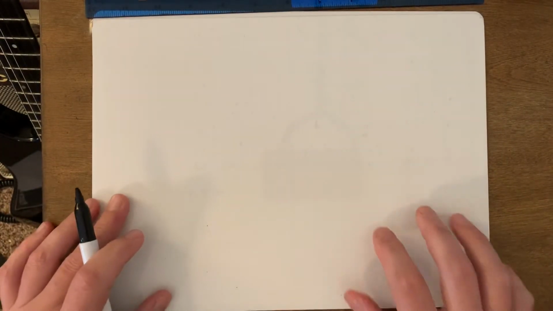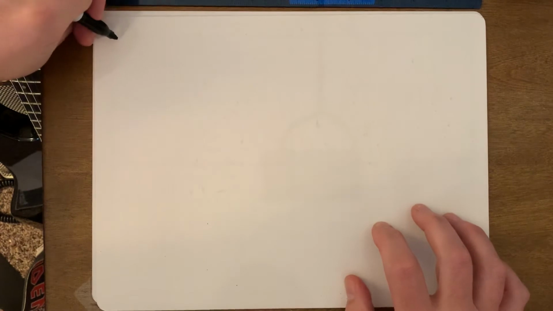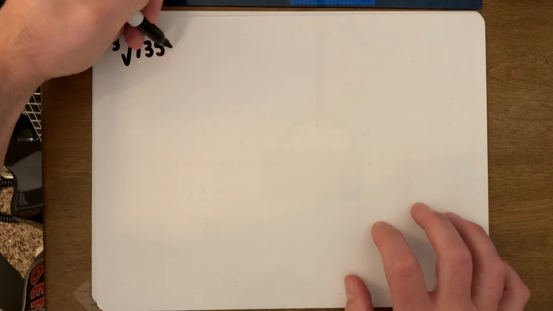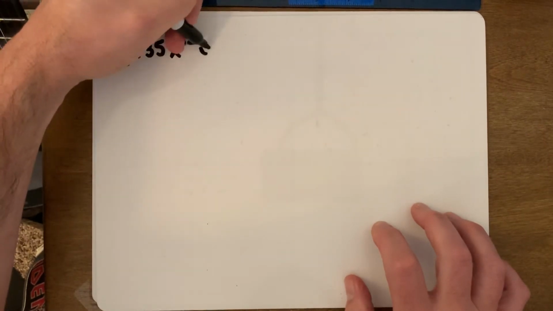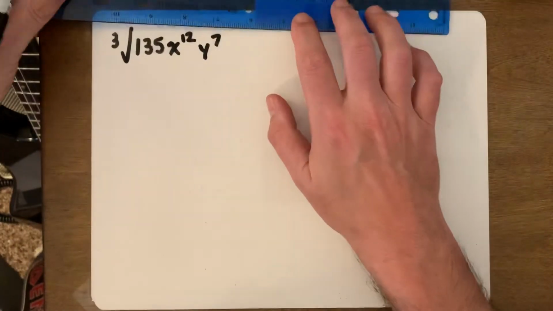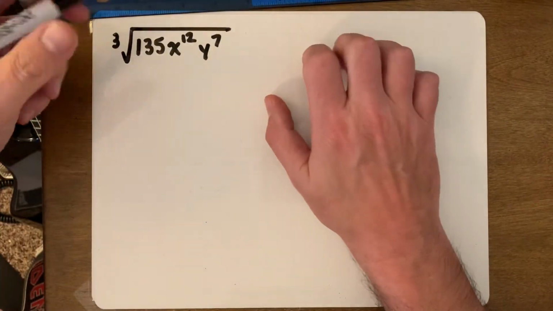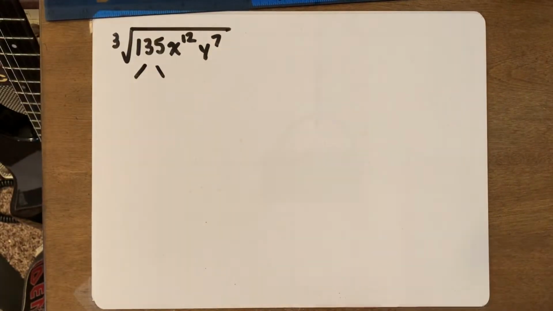All right, so let's try this one. This time we've got the cube root of 135, x to the 12th, y to the 7th. Okay, so a lot of stuff going on here. Main thing is that you break down that 135 correctly. So it is divisible by 9, because 5 plus 3 is 8, and an extra 1 is 9. So I know 9 goes into it. I know 5 goes into it, which means 45 goes into it. But I'm just going to do 9, just to play it safe.